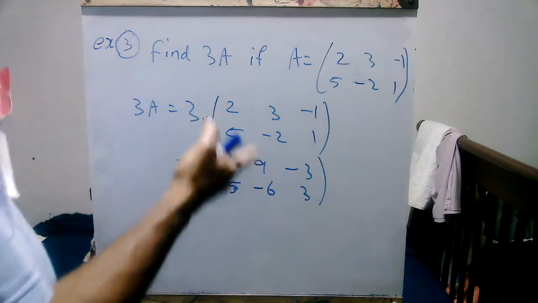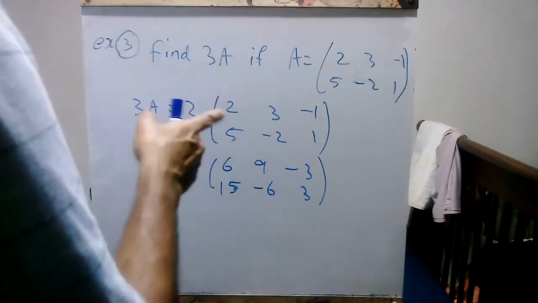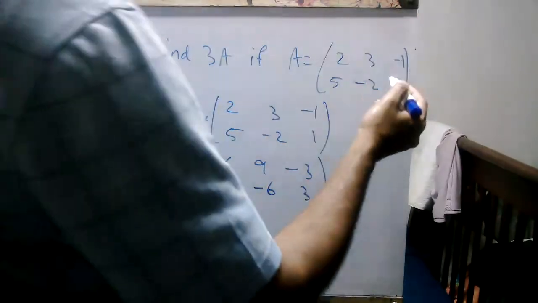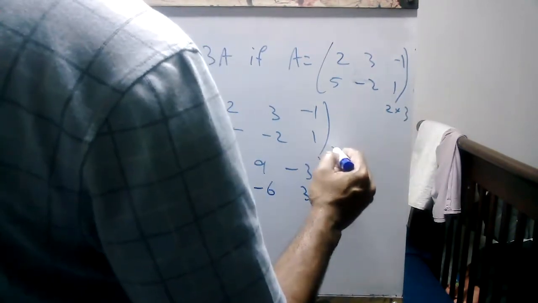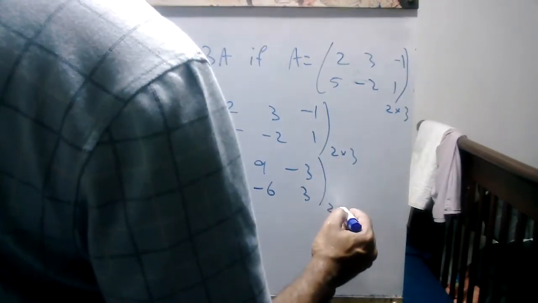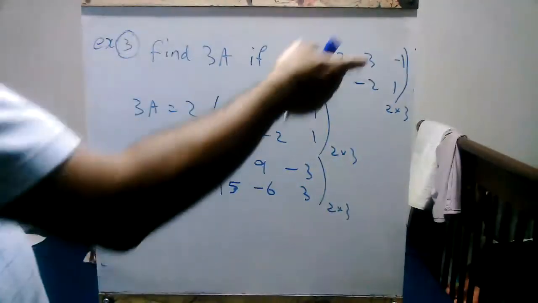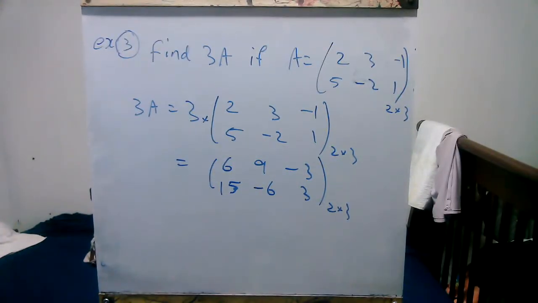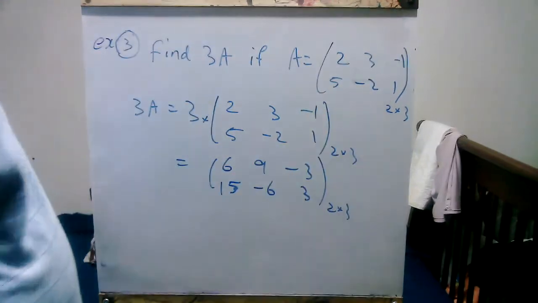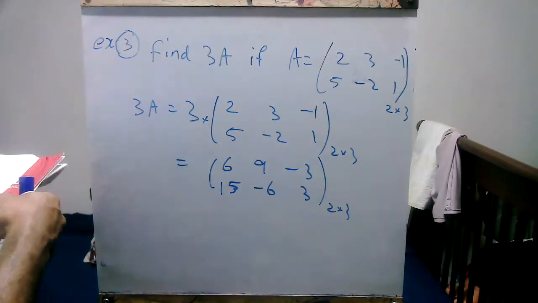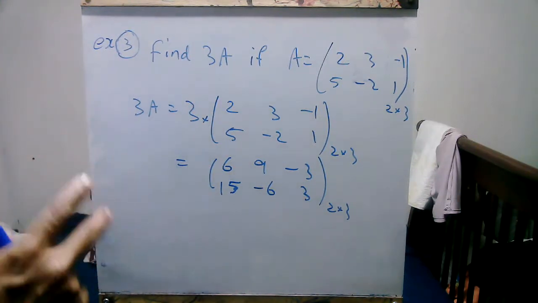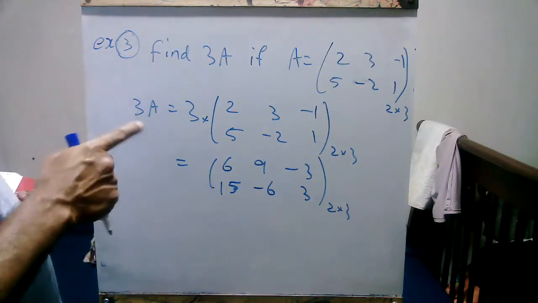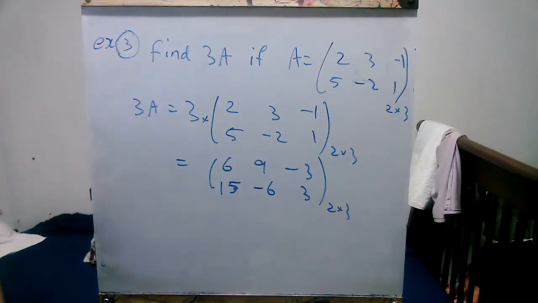Okay, now this is a scalar multiplication, right? Let's check the size. This is 2 by 3, 2 by 3, 2 by 3. So the resultant should be of the same size as the given matrix. But when you multiply two matrices, it would be different. I'm gonna discuss that in the next video. Now let's see what else here.